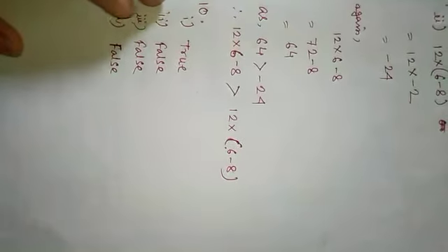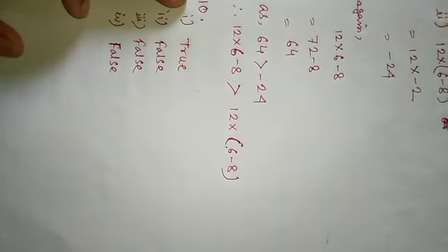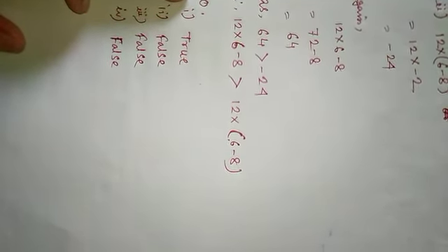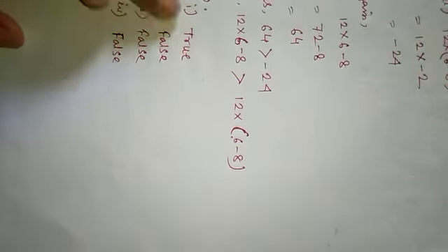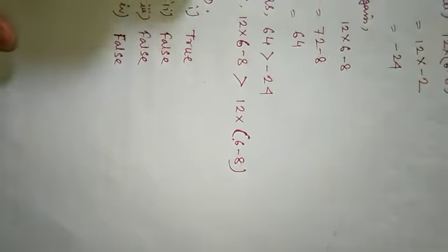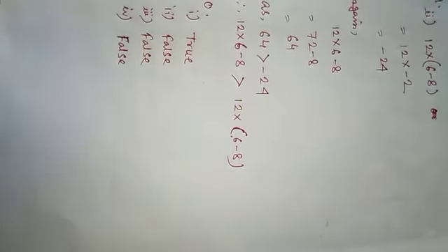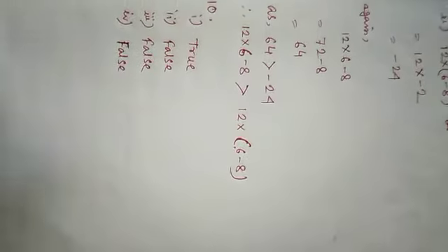Clear? And question number 10 is true or false: the product of two different integers can be 0. Yes, it is true, because if one integer is 0, then any number multiplied with 0 will be ultimately 0, is not it? So the statement is true.